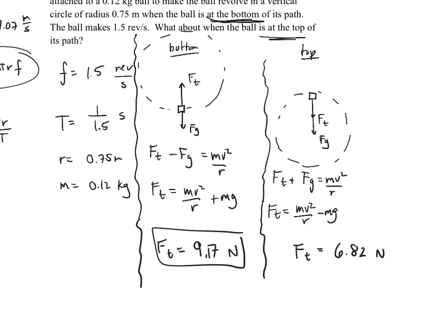George? Yeah, I got that. Okay, check if you can get 6.82. We know it's got to be less than that value.